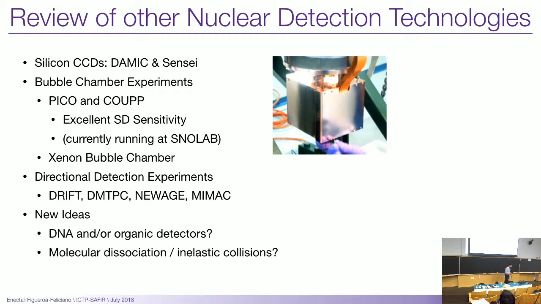Okay, so reviewing all of these things, we have CCDs, we have bubble chambers, and you're going to hear a lot more about those two. And then we have directional detectors.